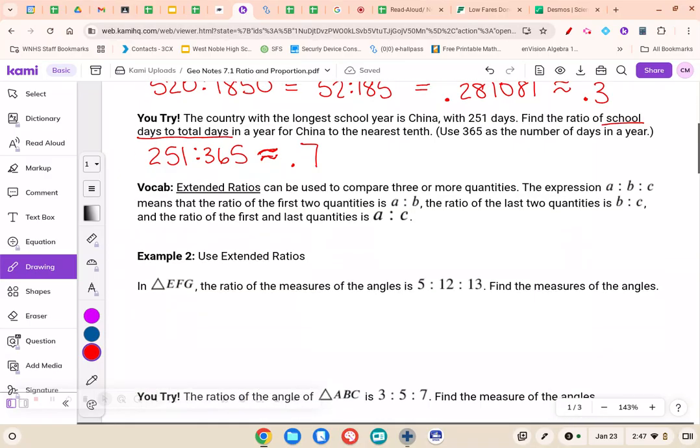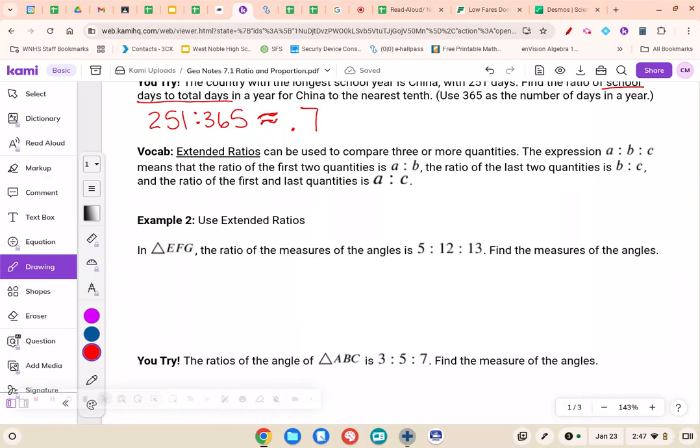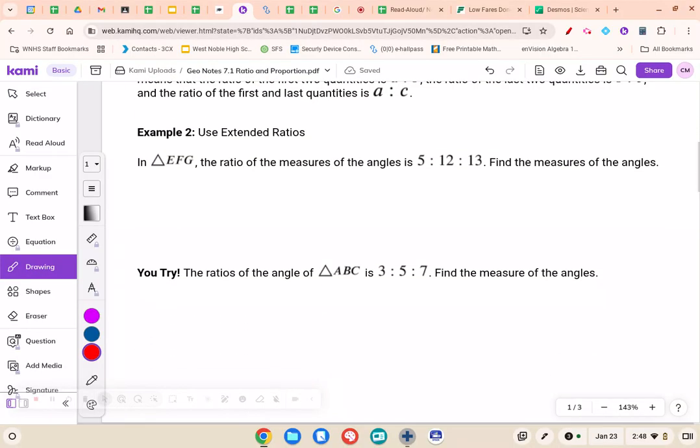All right, next thing, extended ratios. These can be used to compare 3 or more quantities. The expression A to B to C means that the ratio of the first two quantities, A to B, the ratio of the last two quantities, B to C, and the ratio of the first and last quantities, A to C. Okay? So that means these are all within one ratio. They all work together. So we are going to use extended ratios.